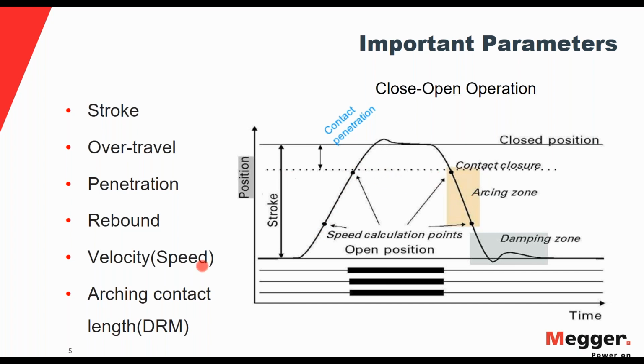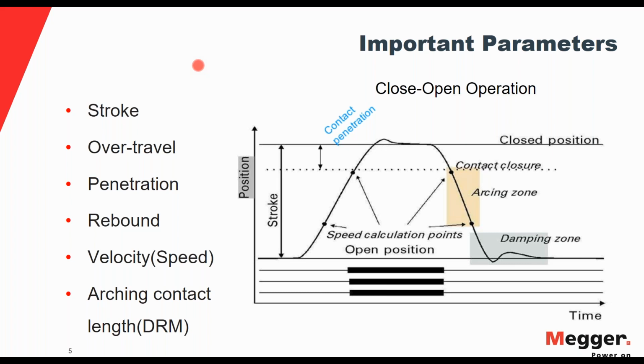And also there is something called arcing contact length. We'll talk about this when we talk about dynamic resistance measurement. We can find it as a parameter from the motion or travel motion test. So there is a lot of information you are missing by not doing the travel motion test.